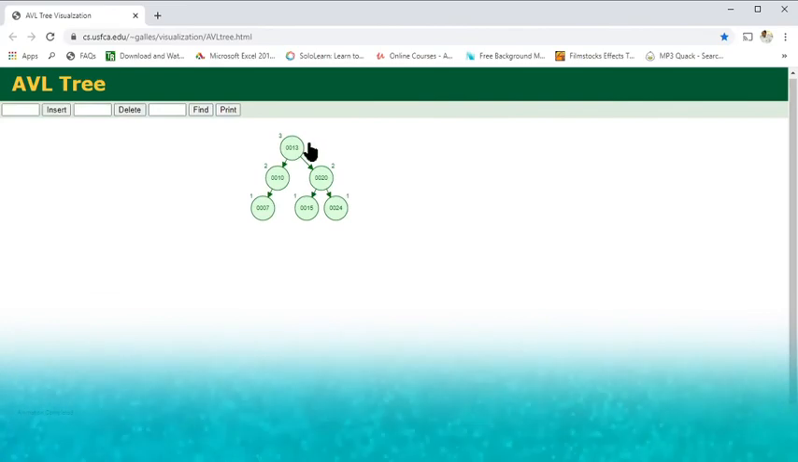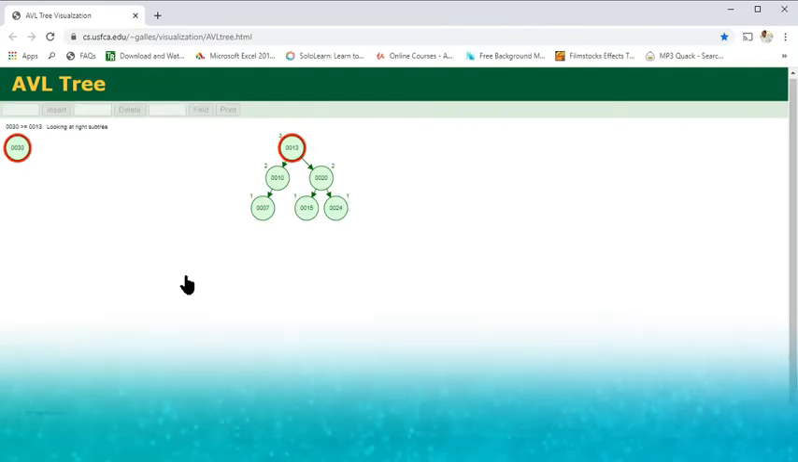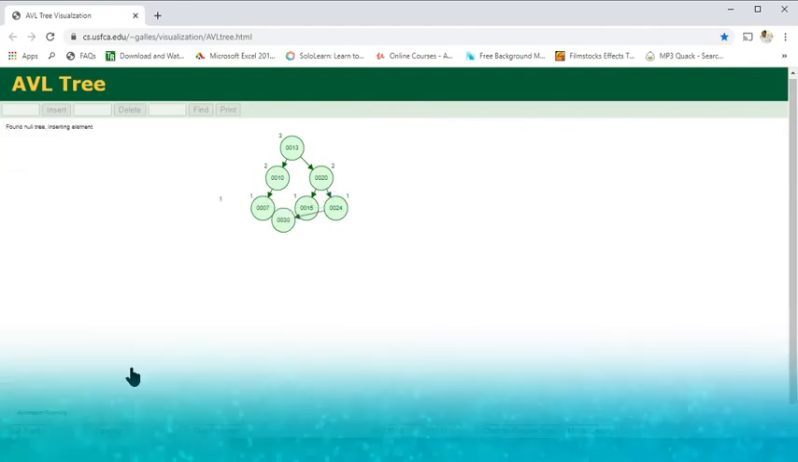Okay. Now if you check 2 minus 2, 0, it's balanced. Now let me insert 30. 30 is greater than 13, greater than 20, greater than 24. So place it at the right side of 24.